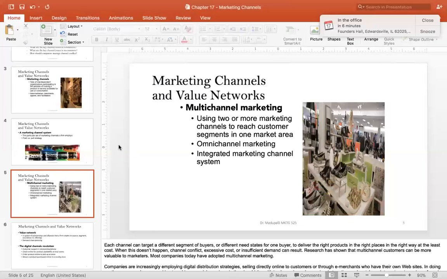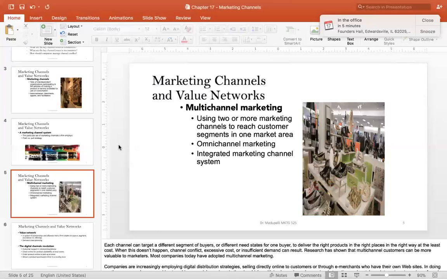Channel conflict, excessive cost, and insufficient demand. These are the three main problems that can arise from bad channel decisions. Again, channel conflict: if you make a bad multi-channel strategy, then there could be a tremendous conflict between the channel members. It may also increase the cost, right? The longer the multi-channel system, the higher the cost, because each channel member needs to take a margin, right?